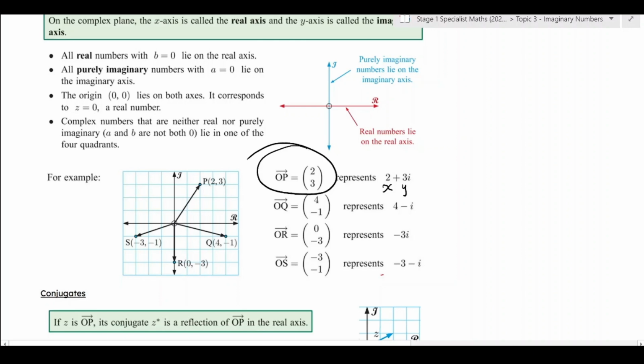So if you've got a vector, it looks like that, or if you want to think of it as a point, it looks like that, with 2 as your x and 3 as your y coordinate. It's just that on your imaginary axis is your y-axis, and the real axis is the x-axis, and that's how we visualize this.